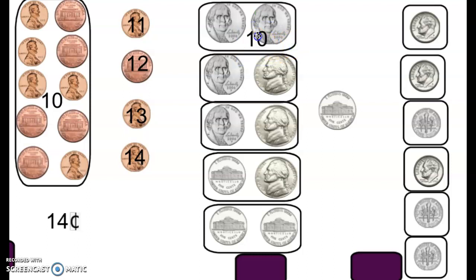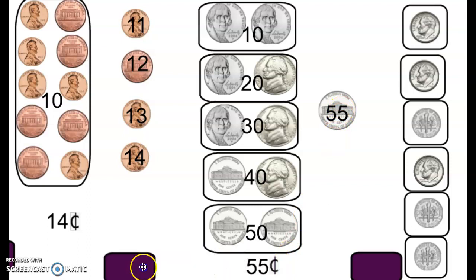10, 20, because I'm counting by tens, right? 30, 40, I hope you're counting with me. 50, and then I only have one here, so I can't count this by tens. I have to say 55. 10, 20, 30, 40, 50, 55. So there were 55 cents in my nickel pile.